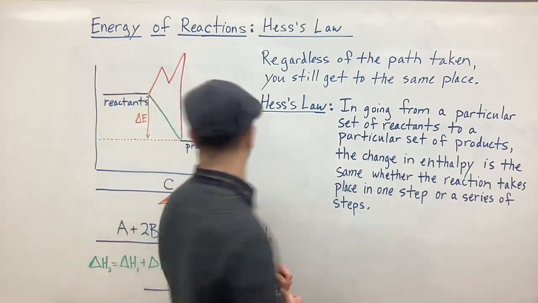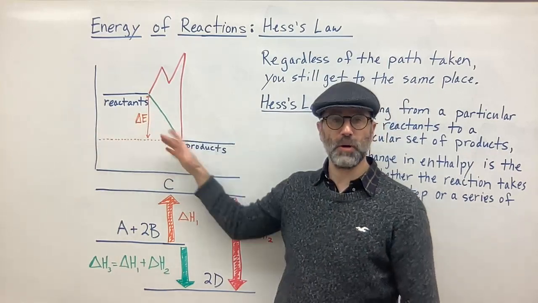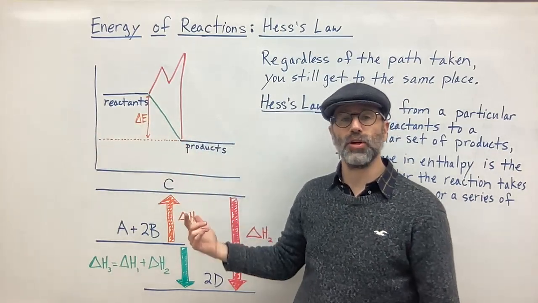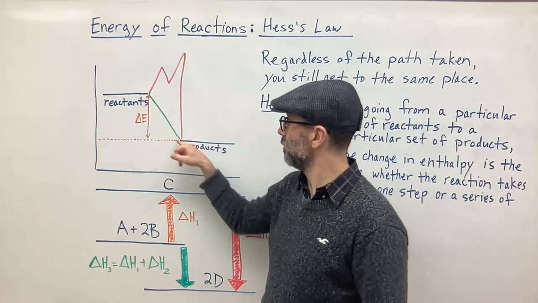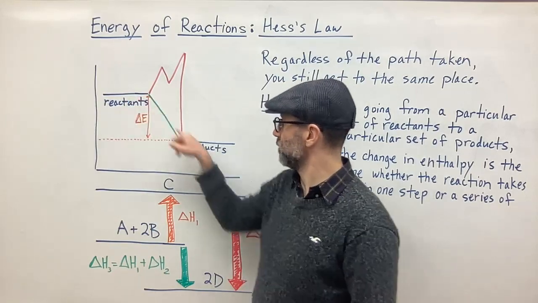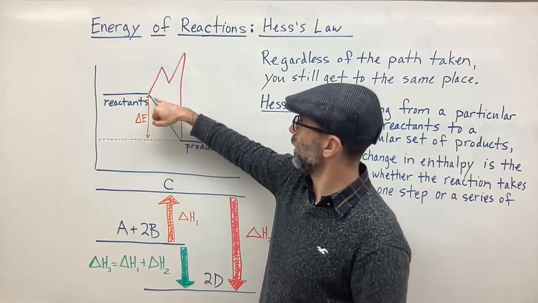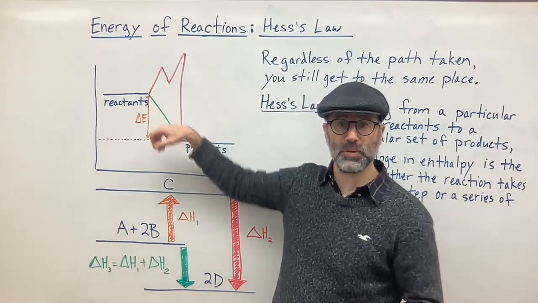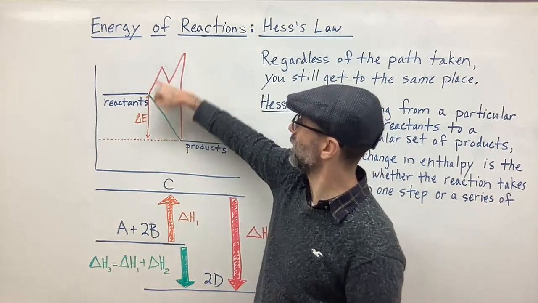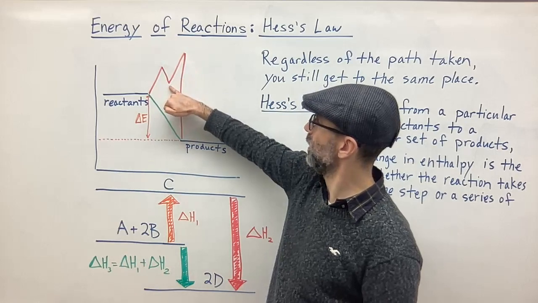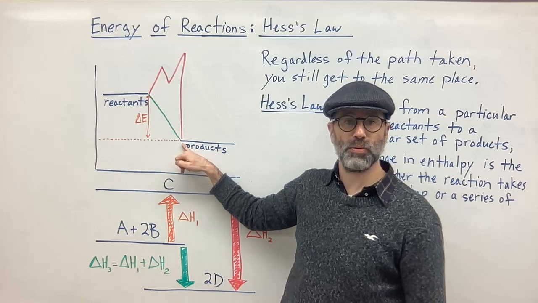So if we look at this diagram here, this diagram represents two different paths that could be taken in order to get from reactants to products. So one is like one step where you go directly from reactants to products, and you see the energy change here. Another pathway is where you might take multiple steps or a series of steps to get to your products. Maybe the reactants get changed into one thing and then into another thing and then into a third thing, and then finally gets turned into products.